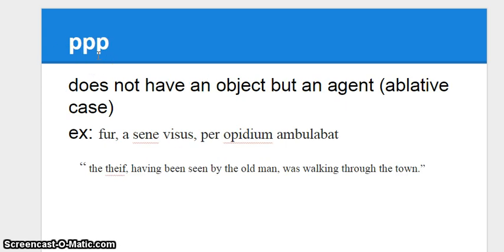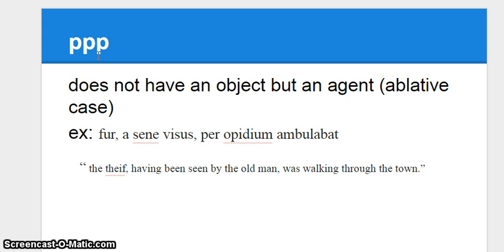PPPs. It does not have an object, but it has an agent. Agent is usually what an indirect object is called. So if you have a PPP, you have to have something in the ablative case. So for example, fur a sene visus per oppidum ambulabat. The thief, having been seen by the old man, was walking through the town.